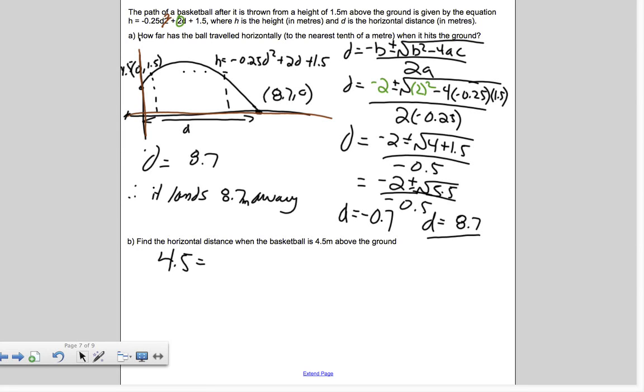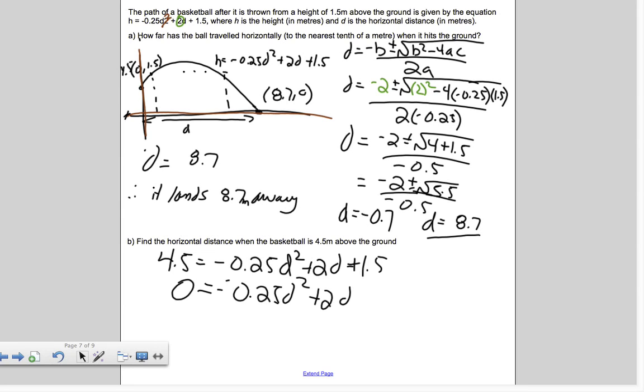We still have a formula, and we used minus 0.25d squared plus 2d plus 1.5. So how can I solve for d? Subtract 4.5 from each side. We get 0 equal to minus 0.25d squared plus 2d minus 3.